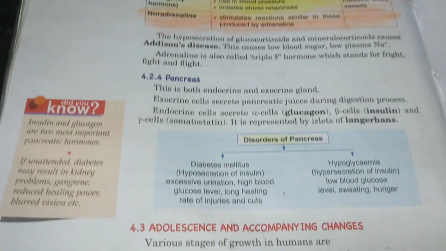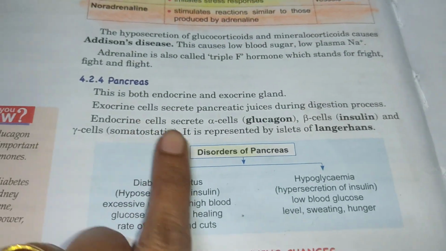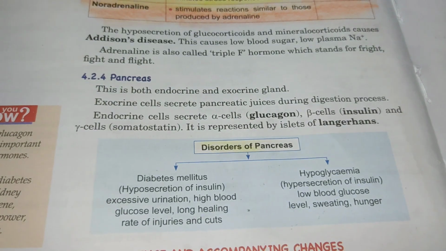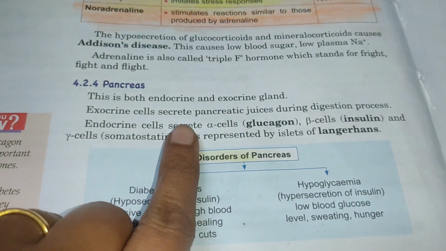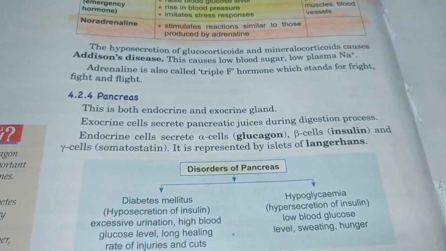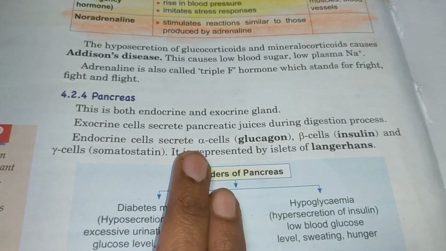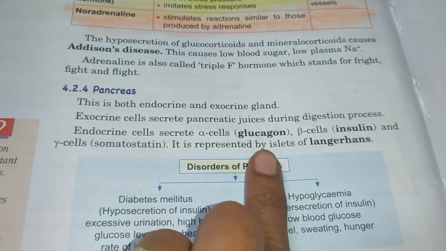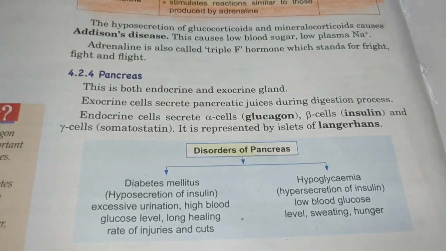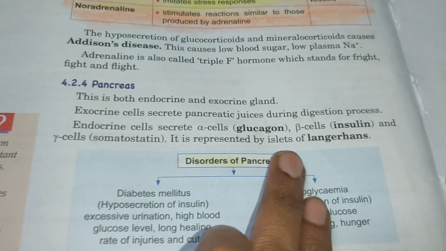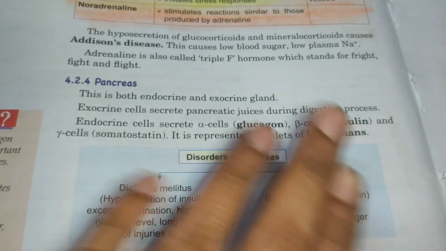Then next is the pancreas. This is both an endocrine gland and an exocrine gland, like a heterocrine gland, right? Exocrine cells secrete pancreatic juices during the digestion process, and endocrine cells secrete: alpha cells glucagon, beta cells insulin, gamma cells somatostatin. It is represented by the islets of Langerhans.